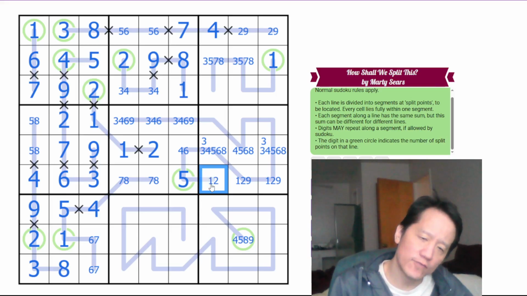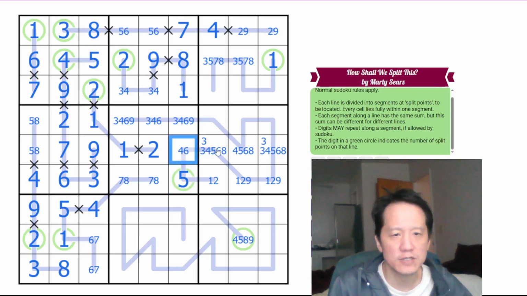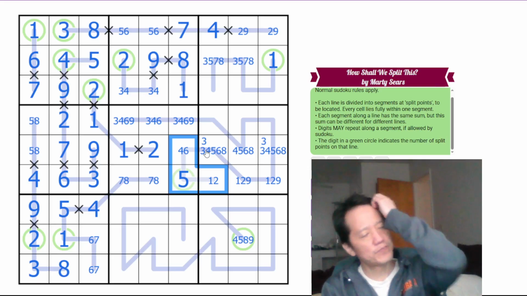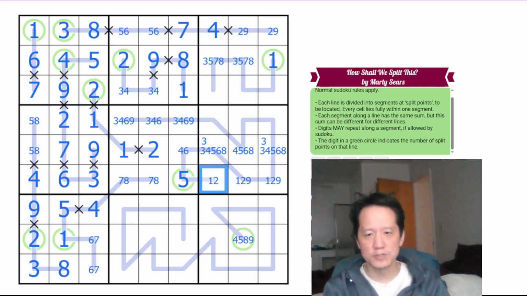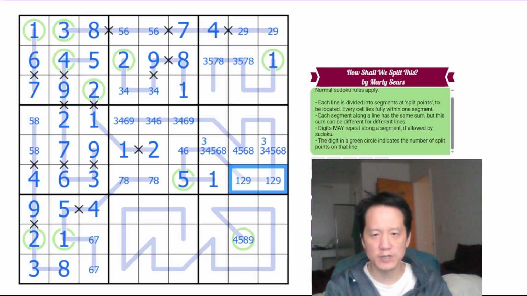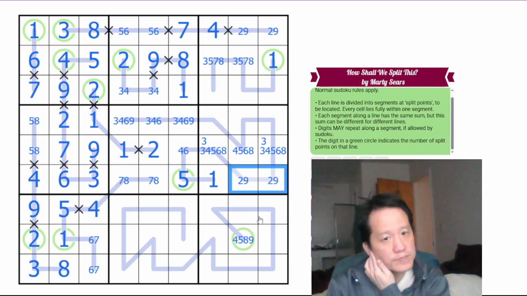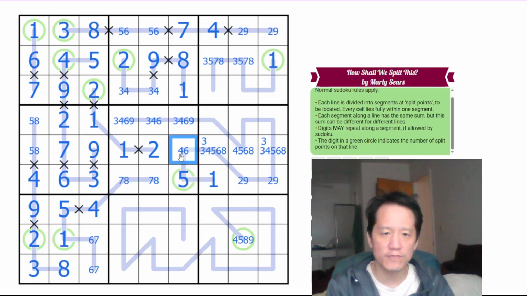Can this ever be 2? If this is 2, it would have to be 5 and 4 at minimum, which is 11, or 5 and 6, which is 13, which is already too big. So it cannot be 2. This has to be 1, which means the rest has to be 2 or 9. 1, 5, and 4 adds up to 10, but then you would require 2 there, which doesn't work. So this must be 1, 5, and 6. And that's the segment there.